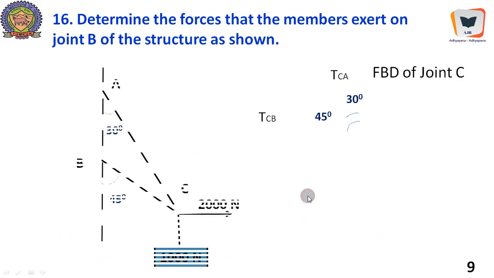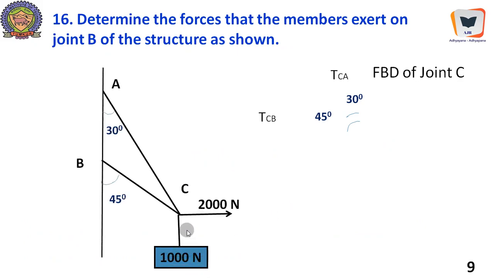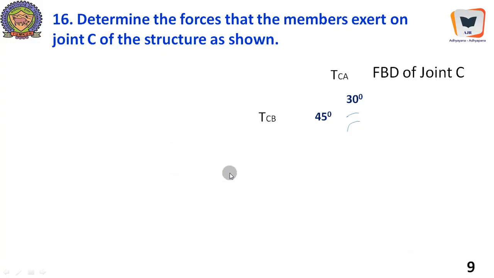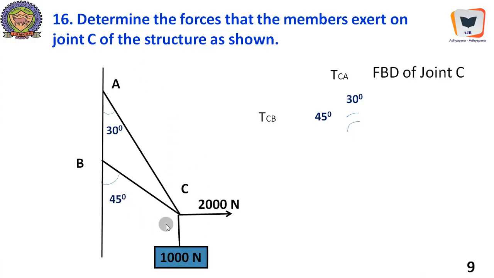Determine the forces that the members exert on joint C. Yeah, joint C in this particular arrangement. So there is a joint C over here. This joint C is being pulled in the rightward direction by 2000 Newton for some reason. It's an active force, and there is a weight that is being hung which is equal to 1000 Newton. The question is, what are the forces in the members CA and CB?